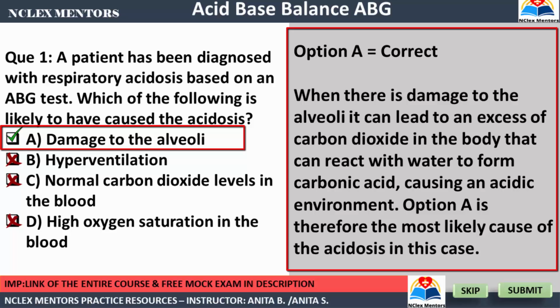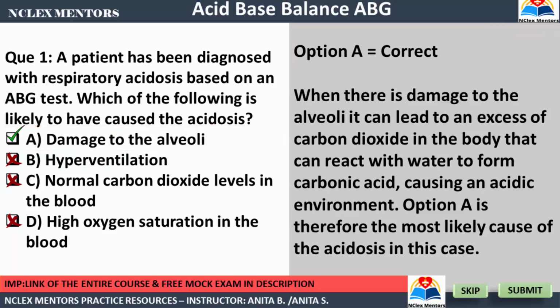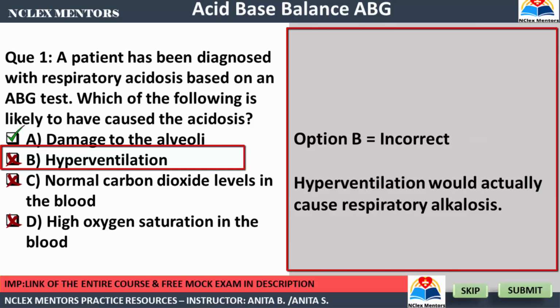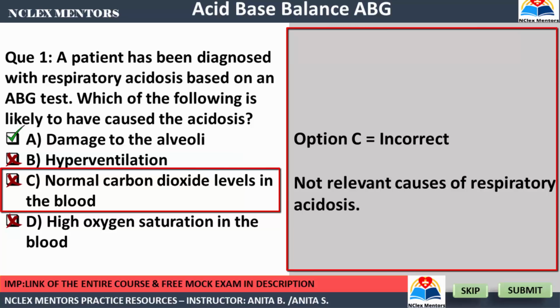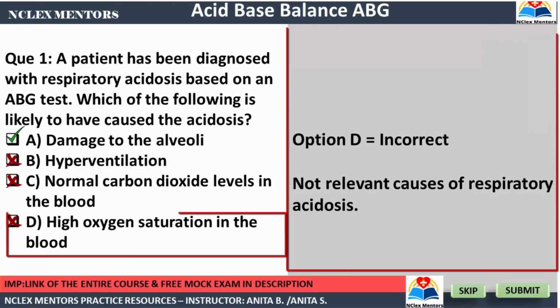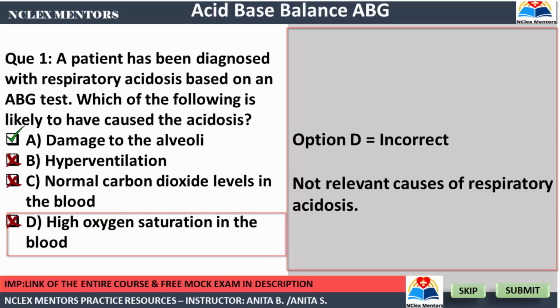When there is damage to the alveoli, it can lead to an excess of carbon dioxide in the body that can react with water to form carbonic acid, causing an acidic environment. Option A, damage to the alveoli, is therefore the most likely cause of the acidosis in this case. Option B, hyperventilation, would actually cause respiratory alkalosis, and option C, normal carbon dioxide levels in the blood, and D, high oxygen saturation in the blood, are not relevant causes of respiratory acidosis. I hope you solved this one correctly. Let's solve the next question.